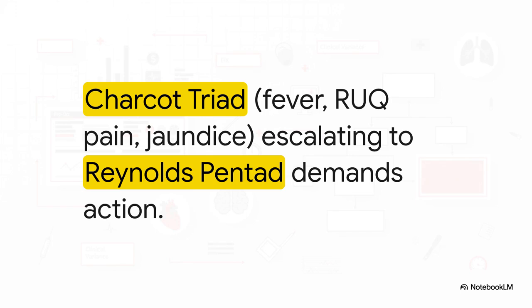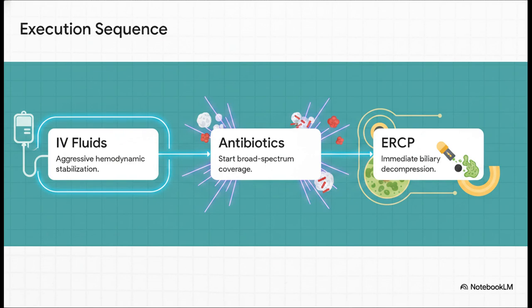If your patient hits Charcot's triad, fever, right upper quadrant pain, and jaundice, they have acute cholangitis, period. If they cross over into Reynolds pentad, meaning they now also have hypotension and an altered mental status, they are actively decompensating. The mortality rate here is terrifying, so you have to initiate an aggressive execution sequence right then and there. And you have to sequence this perfectly. Step 1, immediate aggressive IV fluid resuscitation to stabilize those hemodynamics. Step 2, get broad-spectrum IV antibiotics on board to fight off the systemic bacteria. Step 3, immediate biliary decompression via ERCP.